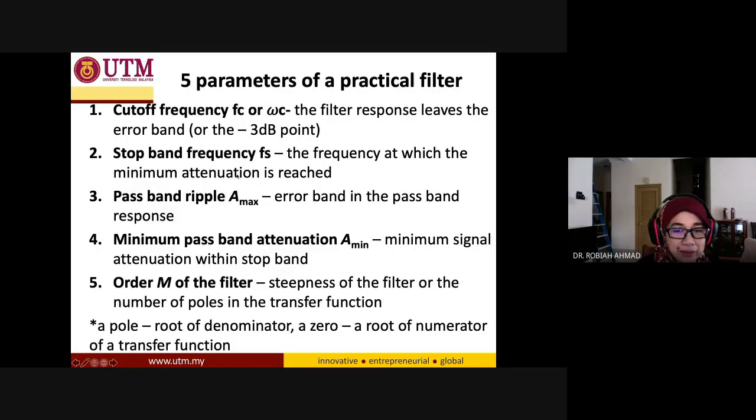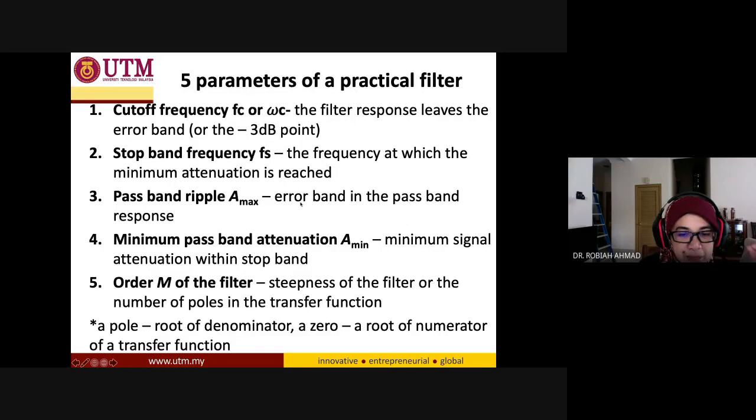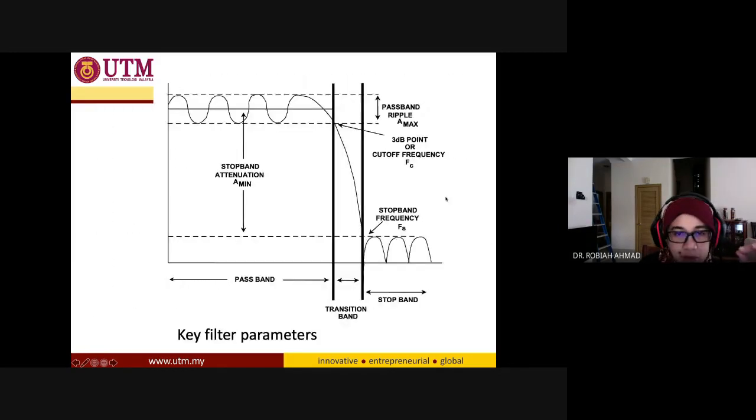Okay, pass band ripple A max, the error band in the pass band response. So this is the A max, the attenuation, how much we can accept. And then minimum stop band attenuation, the minimum signal attenuation within the stop band, between the perfect signal and the frequency at which we declare the stop band frequency.